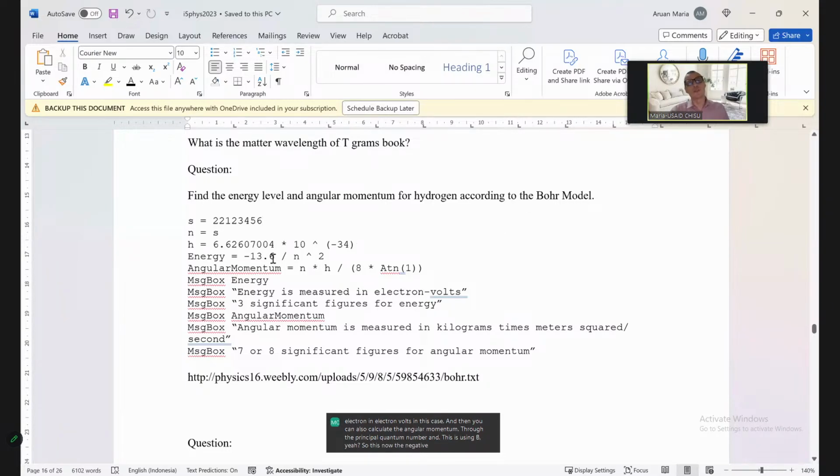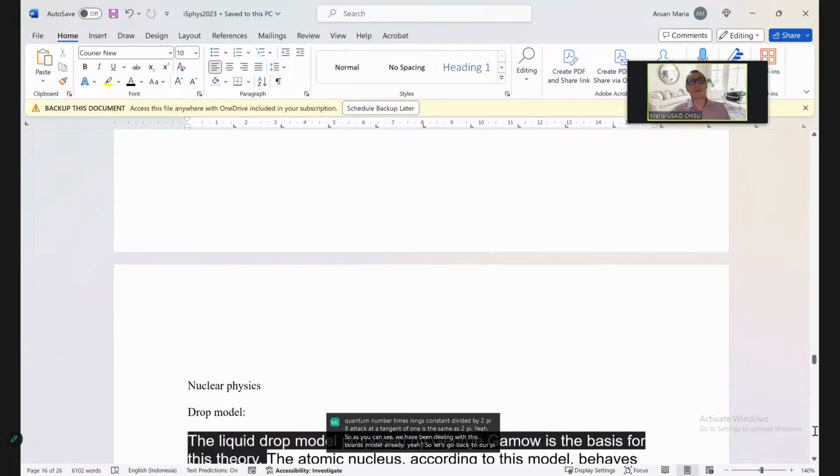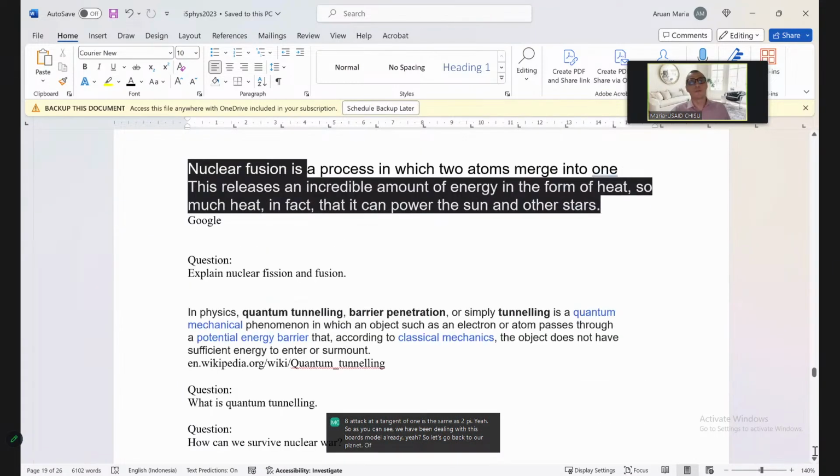So this number, negative 13.6 electron volts divided by n squared, where n is the principal quantum number, is the energy of an electron. Angular momentum is the principal quantum number times Planck's constant divided by 2 pi. 8 arctangent of 1 is the same as 2 pi. So as you can see, we have been dealing with this Bohr's model already. So let's go back to our planetary model of atom.